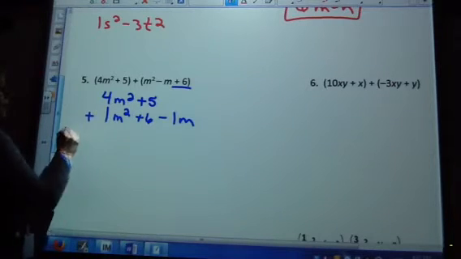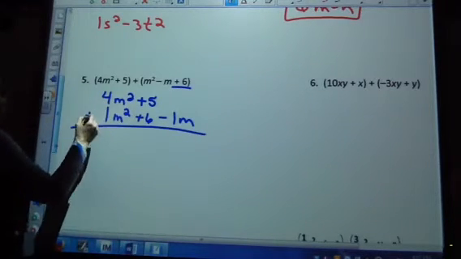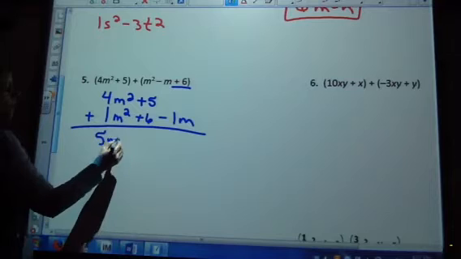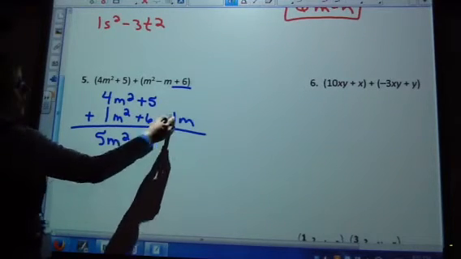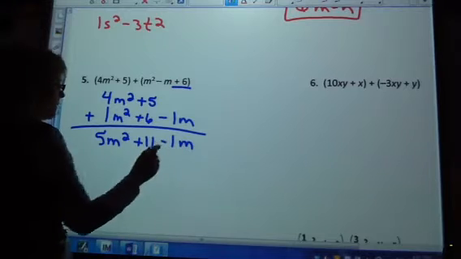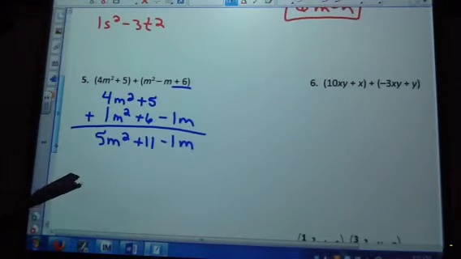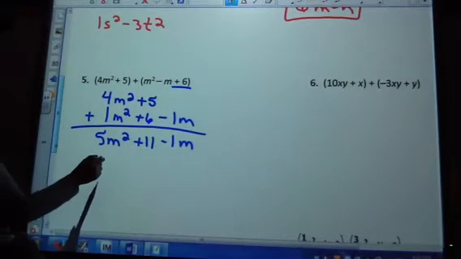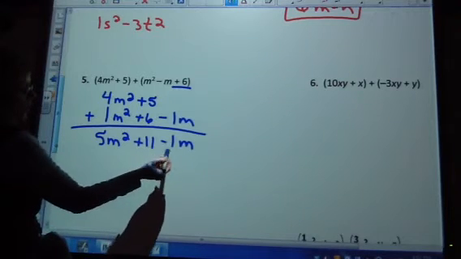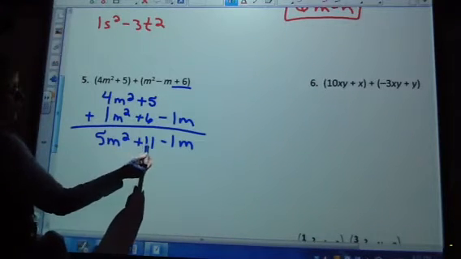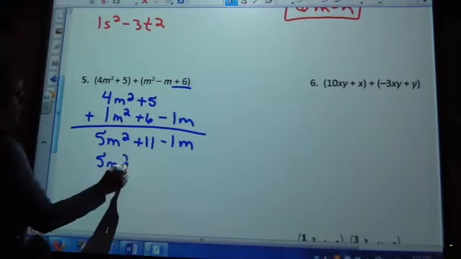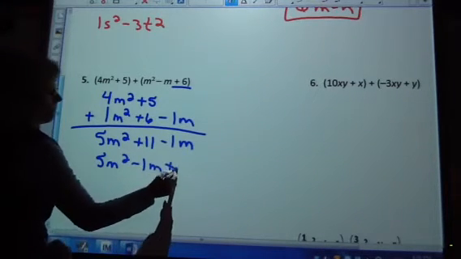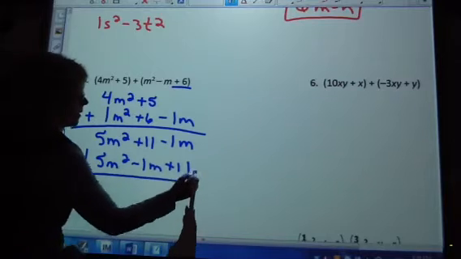Now we are adding. So 4 plus 1 is 5m squared. 5 plus 6 is positive 11. And then I just bring my negative 1m down. Now, we can't forget that this has to be in standard form, so we need to switch these two around, because I have a degree of 2, 0, and 1, so I have to put it in standard form. My final answer is this.